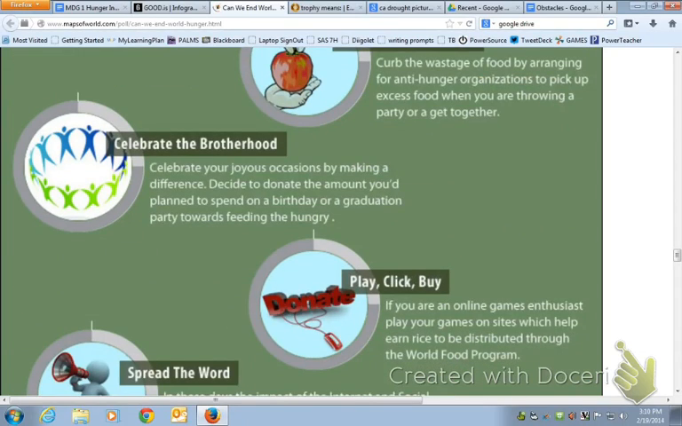This one, Celebrate Brotherhood. I have to laugh because it says donate the money that you'd plan to spend on a birthday or a graduation party and give it to the hungry.